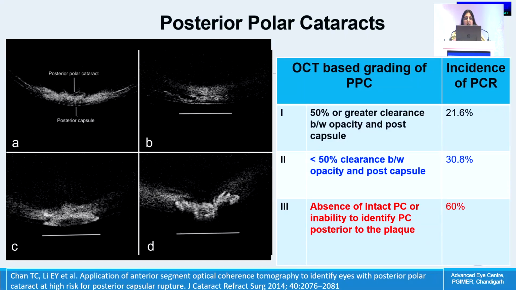Then ASOCT is also being used a lot in posterior polar cataracts. For example, in this picture D, we can see that the posterior polar cataract is there, and it's difficult to identify the posterior capsule posterior to the plaque. So this is a grade 3 posterior polar cataract, and it has been shown to have around a 60% risk of a posterior capsular rupture.